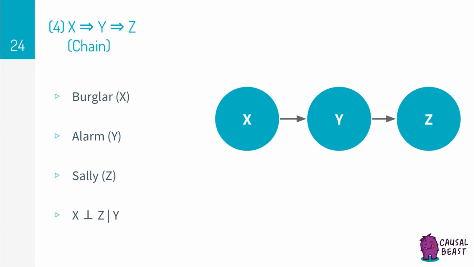In other words, z is independent of x, given y, or put in a more familiar way, whether the burglar intrudes into Sally's home is irrelevant to the status of Sally once we know whether the alarm rang. If we know the alarm rang, we know Sally wakes up. If the alarm didn't ring, we know Sally is sound asleep. What the burglar does doesn't matter once we know the status of the alarm.